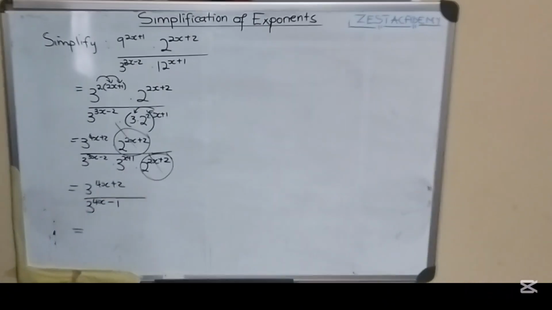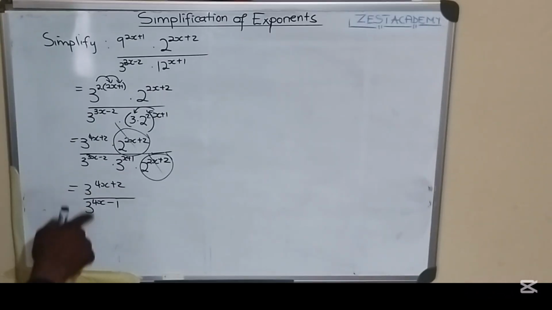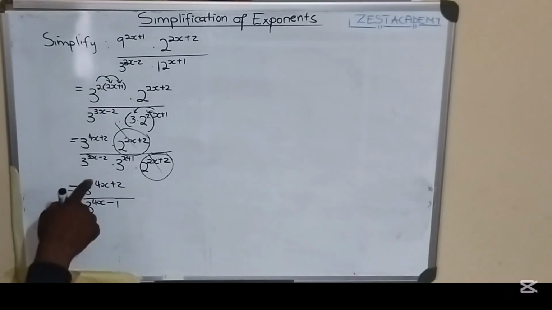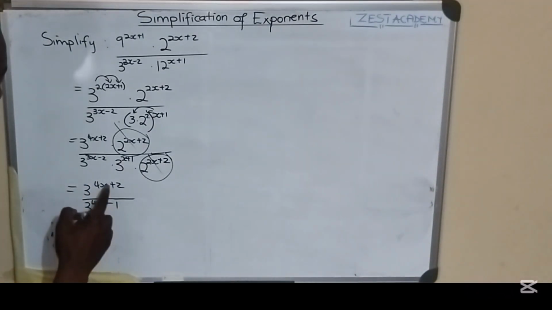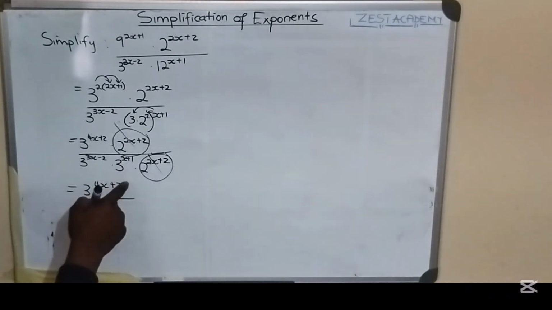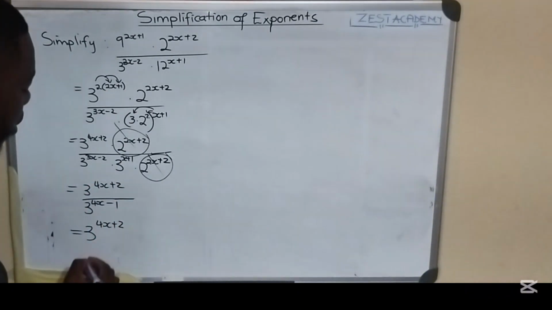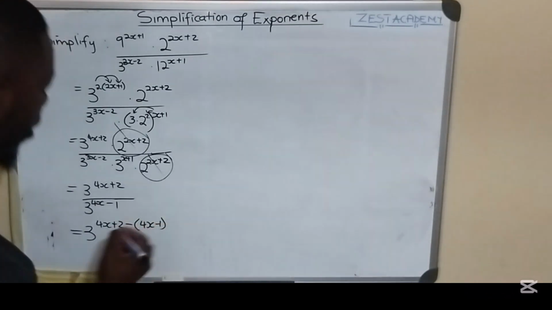So what is our final answer going to be? Here we have like bases that are being divided. So what do we do? According to law number 4 from our previous video, if you divide like bases, you keep the base and then you subtract the exponents. Remember, you write the one on top first. So you're going to have 4x plus 2 minus, in brackets, 4x minus 1.